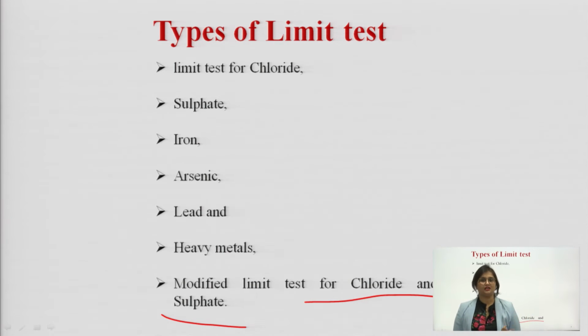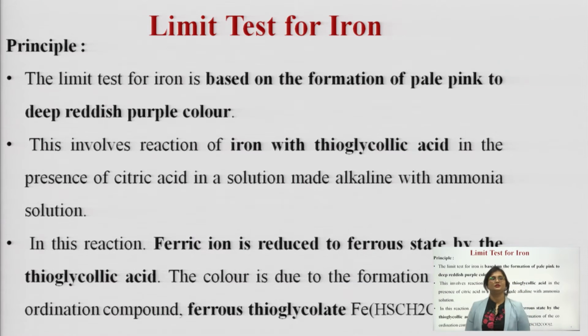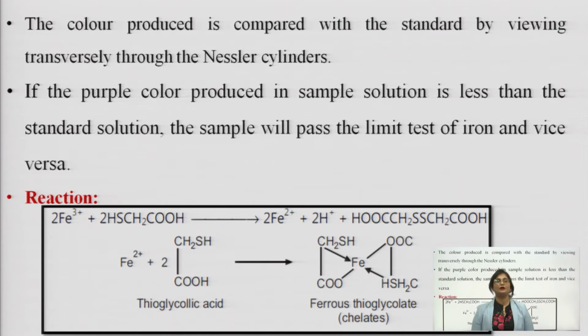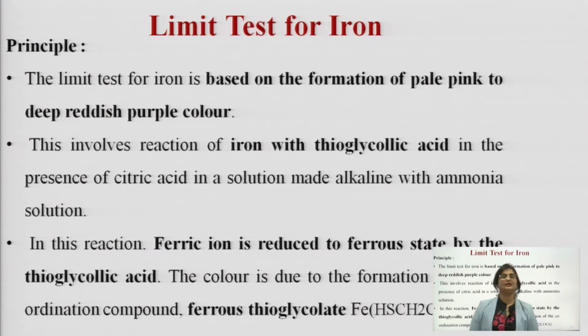Because if you understand what a limit test is, in our previous lecture slides, we will look into how a limit test can be performed. What are the components of a limit test? What is the output which we are expecting in a limit test? That we will see in our upcoming slides. Now, as I mentioned, in our previous classes we had discussed the limit test for sulfates and the limit test for chlorides. Now, we will have a glance at the limit test for iron.